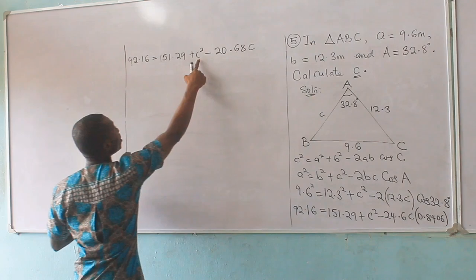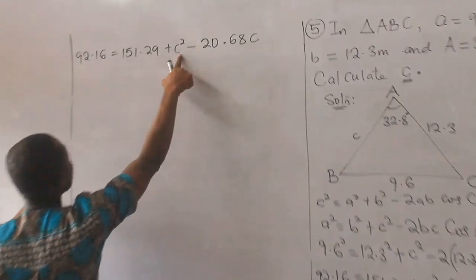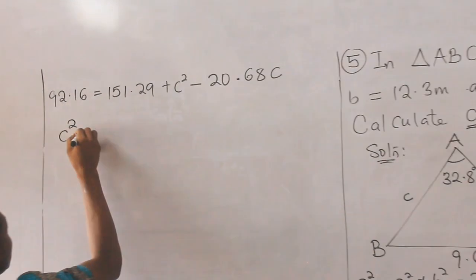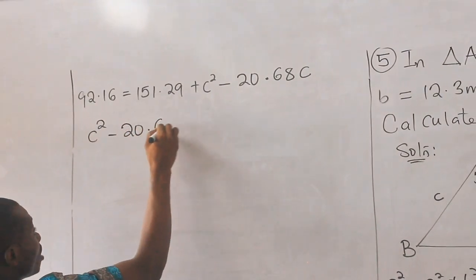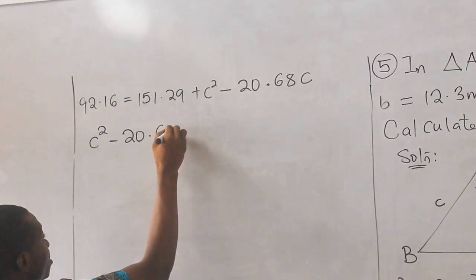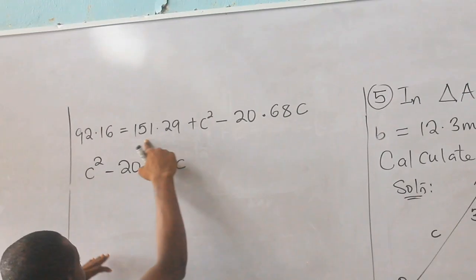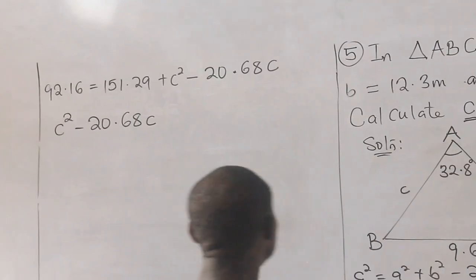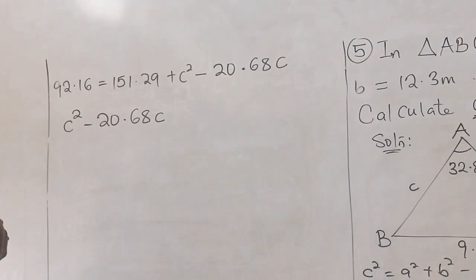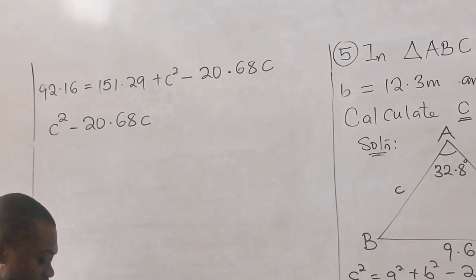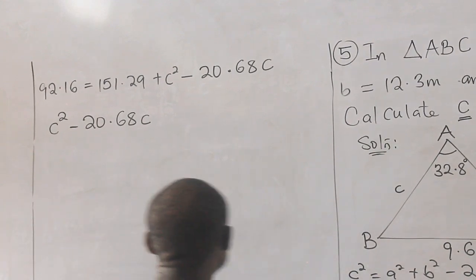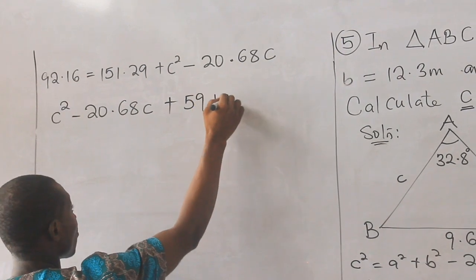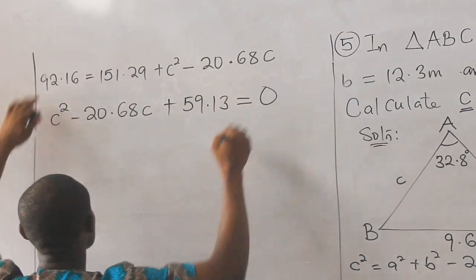So we are now going to collect everything in C. So we begin with this C here. So if I keep that C there, then minus 20.68C, then this one should be here. If I take over 92 here, that's going to give me 151.29 minus 92.16, and that is 59.13. So which is positive 59.13. Everything now is equal to 0.